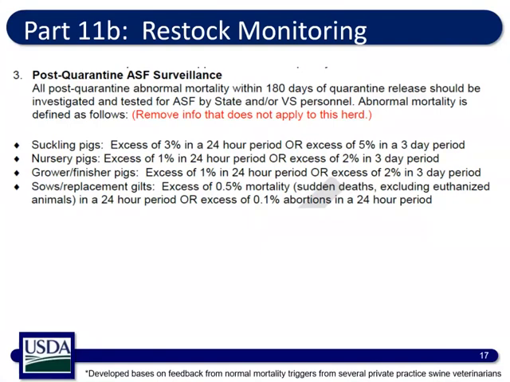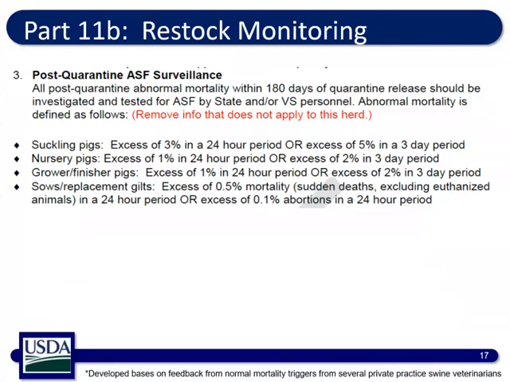So for nursing pigs, we set a 3% mortality rate in a 24-hour period or a 5% mortality rate in a 3-day period. Nursery pigs, 1% mortality rate in a 24-hour period or 2% in a 3-day period. Grow finish pigs, 1% in 24 hours or 2% in 3 days. And then for sows and replacement gilts, 0.5% mortality, excluding euthanized animals, in a 24-hour period, or a cutoff of 0.1% abortions in a 24-hour period.